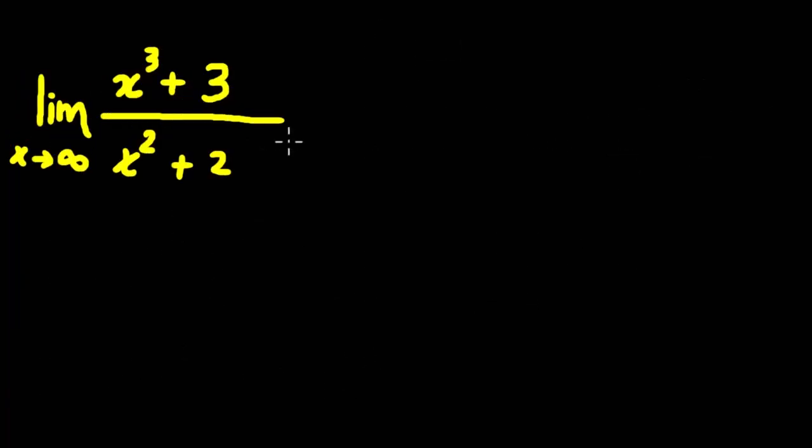In the second example, we have the limit of (x³ + 3) over (x² + 2) as x approaches infinity. What is the limit of this rational function? In the first step, we need to find the largest power of the rational function, which is x to the third power. So we need to divide the numerator and denominator by x to the third power.